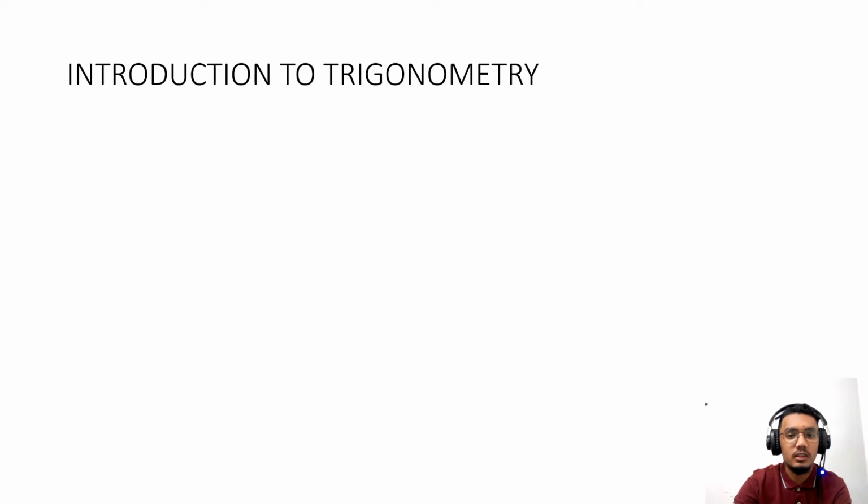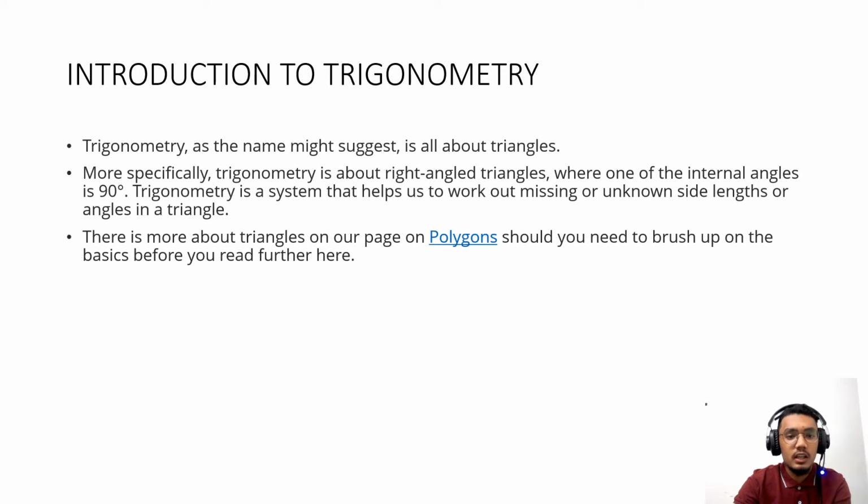Introduction to Trigonometry. Trigonometry, as the name might suggest, is all about triangles. More specifically, trigonometry is about right-angled triangles, where one of the internal angles is 90 degrees. Trigonometry is a system that helps us to work out missing or unknown side lengths or angles in a triangle. There is more about triangles on our page on polygons, should you need to brush up on the basics before you read further here.